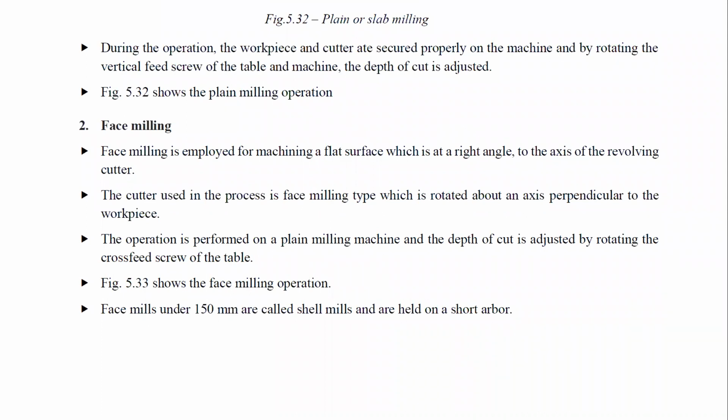Face milling is employed for machining the flat surface which is at right angle to the axis of the revolving cutter. The cutter used in the process is the face milling type, which is rotated about an axis perpendicular to the workpiece. The operation is performed on the plane milling machine, and the depth of cut is adjusted by rotating the crossfeed screw of the table. Face mills under 150 mm are called shell mills and are held on the short arbor.